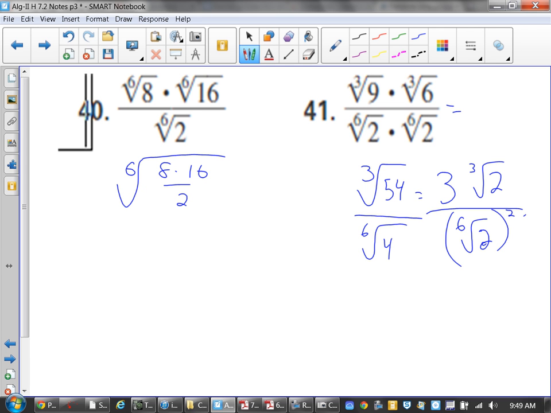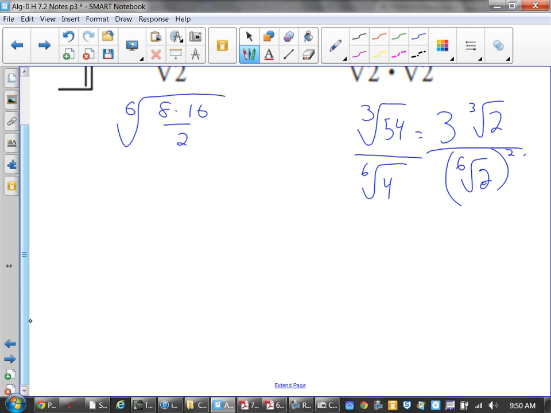Now, I'm going to change these nth roots to fractions because it's easier to work with. When I do that, I get 3 times 2 to the 1/3 over 2 to the 2 times the 1/6, which happens to be what? What's 2 times 1/6? 2 times 1/6 is 1/3. What's 2 to the 1/3 divided by 2 to the 1/3? 1.